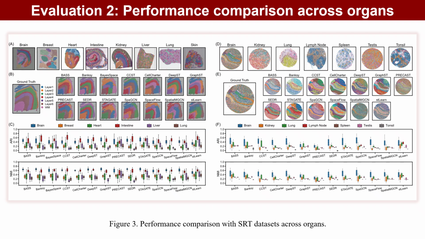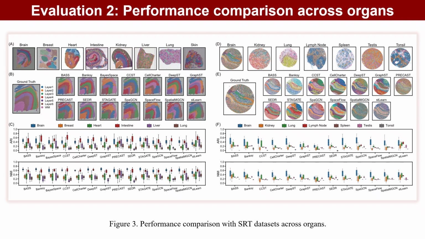Then, to evaluate how organ-specific architecture affects clustering accuracy, we analyzed datasets generated with the 10 times Visium platform across organs. We quantified the spatial characteristics of domain distributions, and found that method performance is closely related to the spatial continuity of organs. For example, the cortex displayed well-defined layered structures with high spatial continuity, which favored methods like Stagate and SEDR.